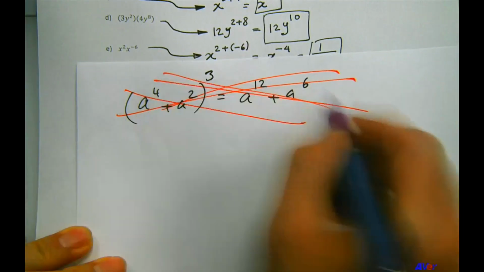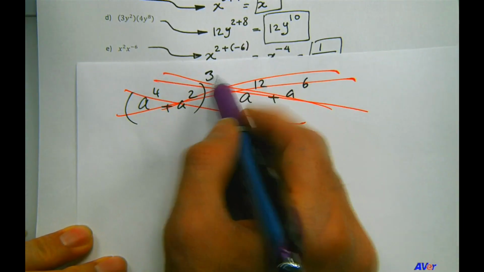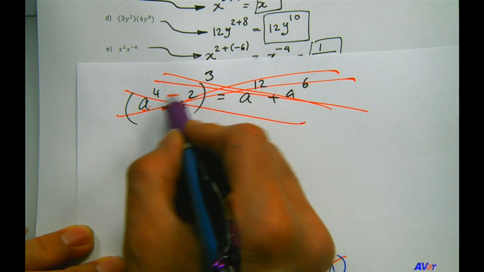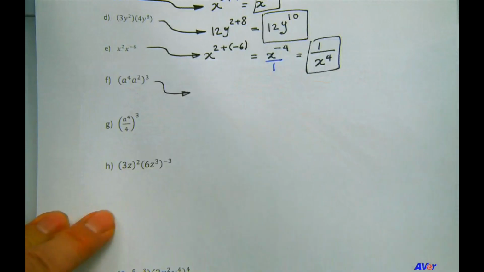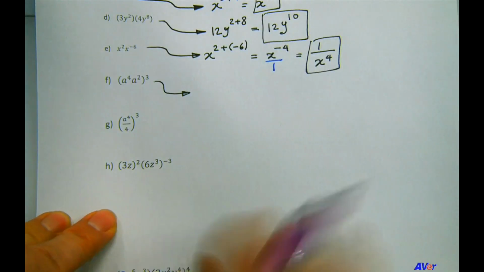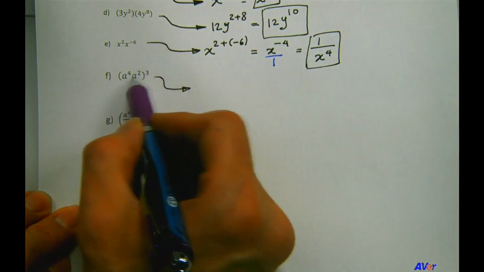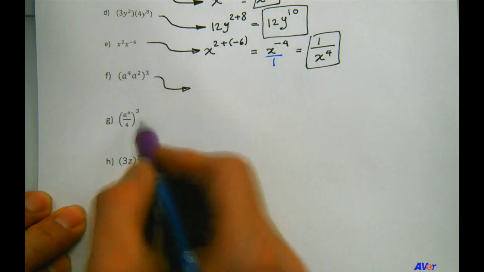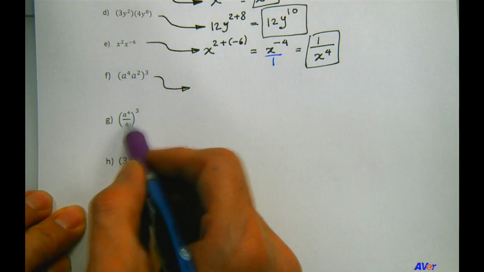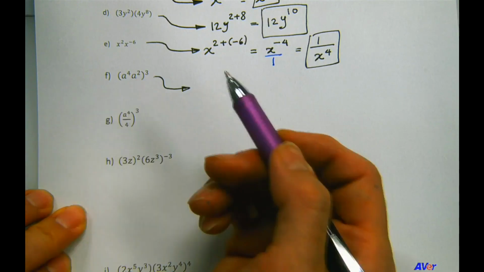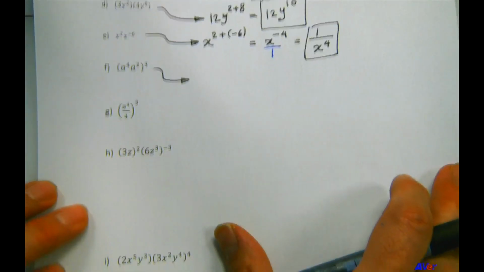Please don't do that. You cannot distribute the outside power to these two terms because they are being added. The same thing is true with subtraction. You cannot distribute the power on the outside if you have addition or subtraction on the inside. You can only do this because we have multiplication here, or if you had division, like in the next example. You could distribute this power to these, but not when you have addition or subtraction. So please don't commit that error.